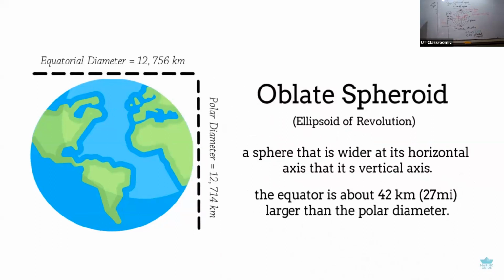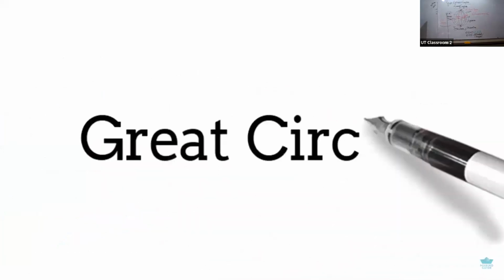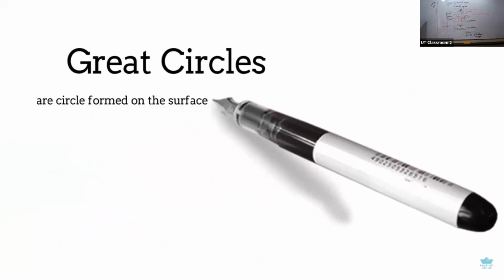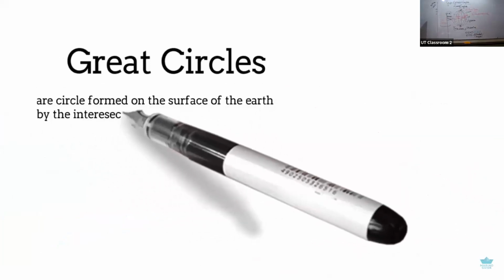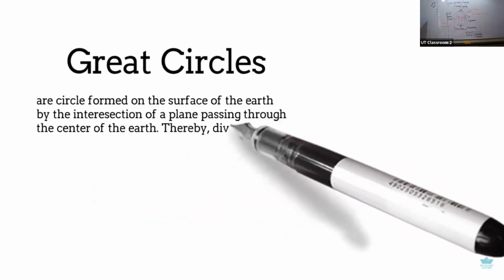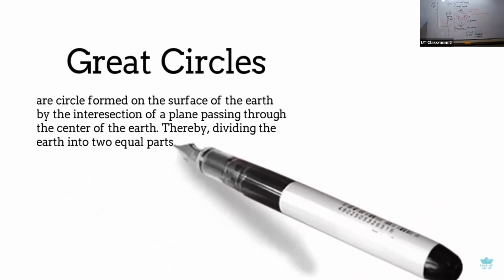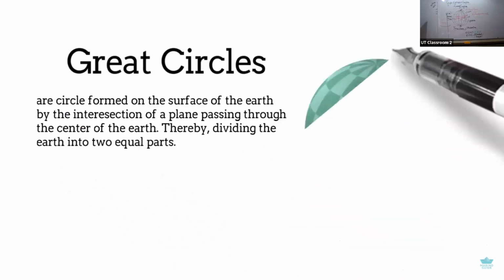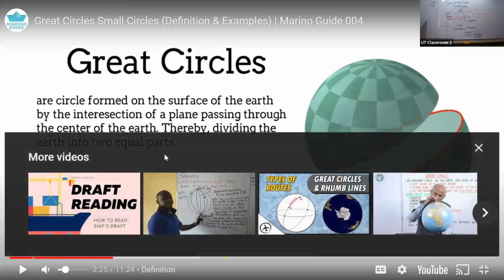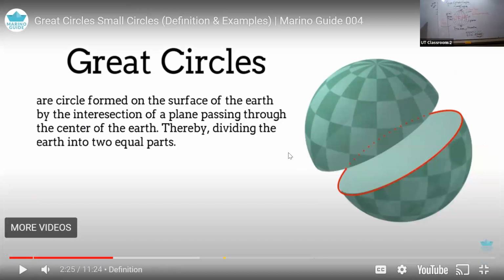Understand, they are asking the diameter. Great circles are defined as circles formed on the surface of the Earth by the intersection of a plane passing through the center of the Earth, thereby dividing the Earth into two equal parts. The key point in this definition is that it passes through the center of the Earth. You can put this line in a notebook. Great circle. And copy down. Are you seeing? When this is cut, the great circle is visible.